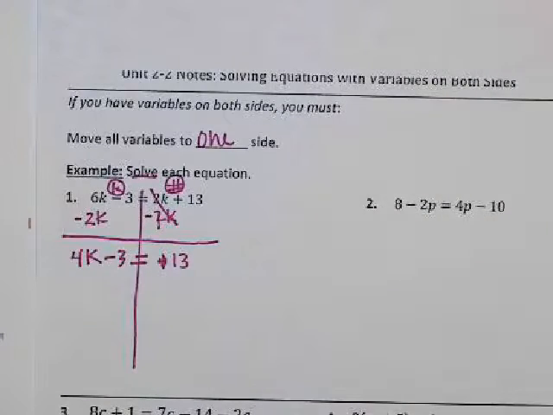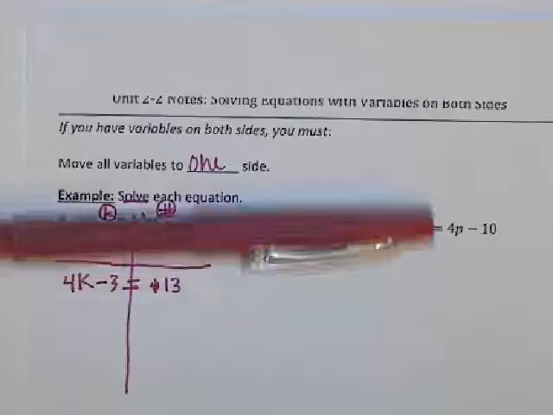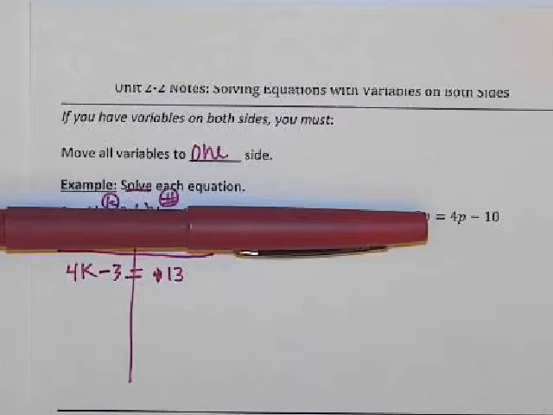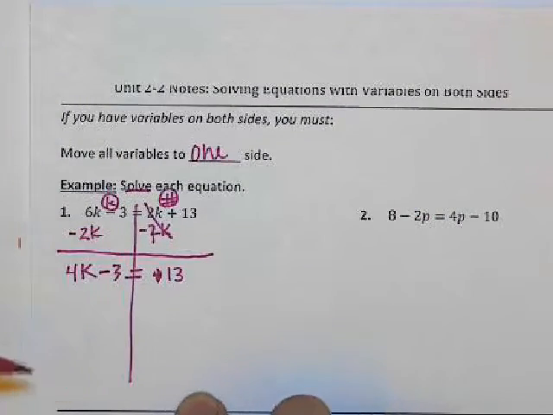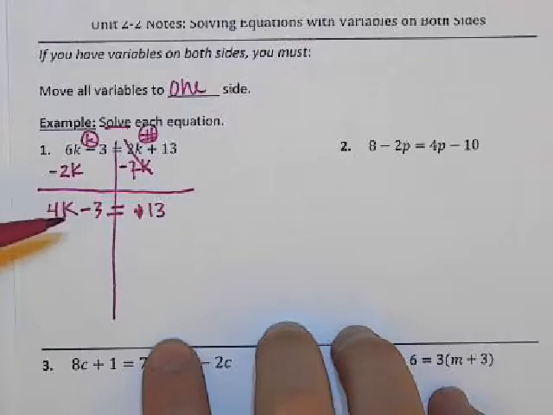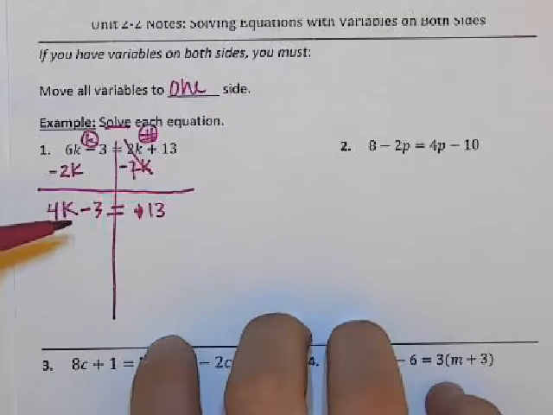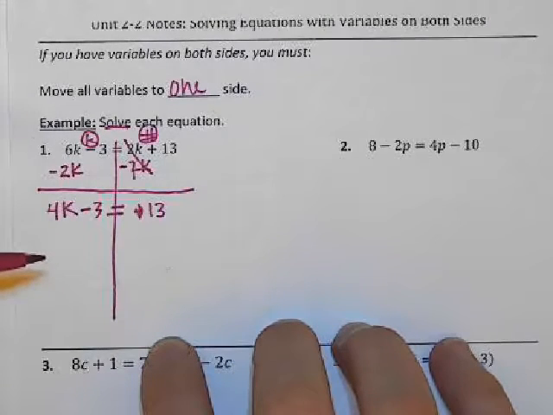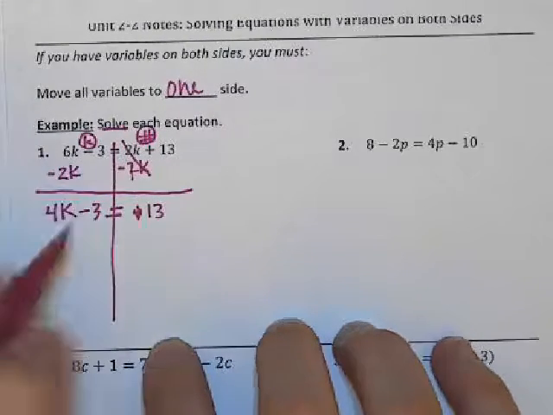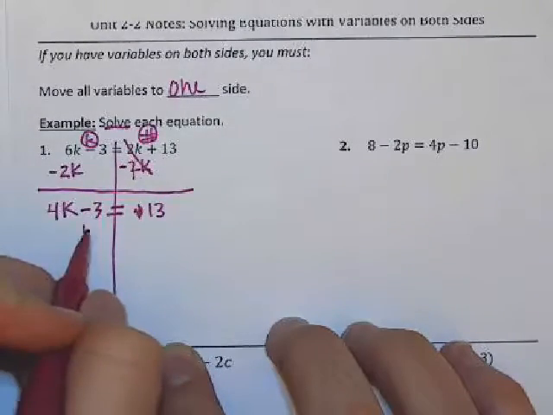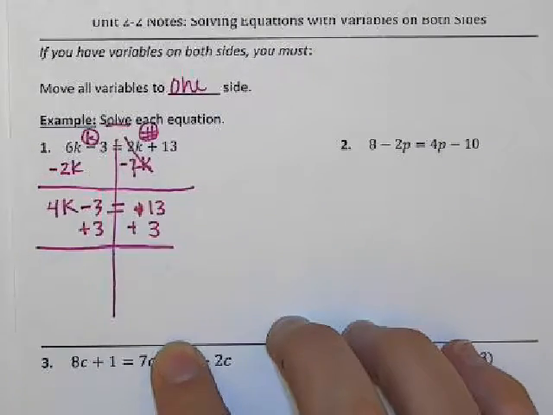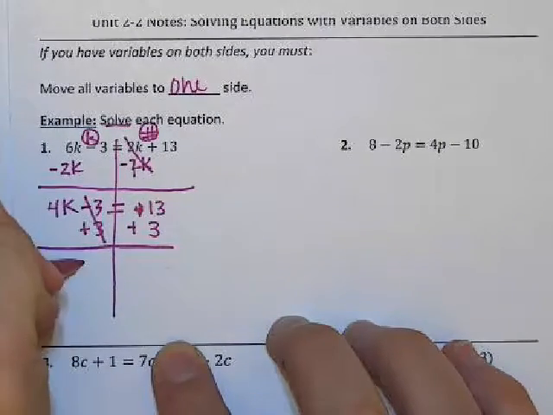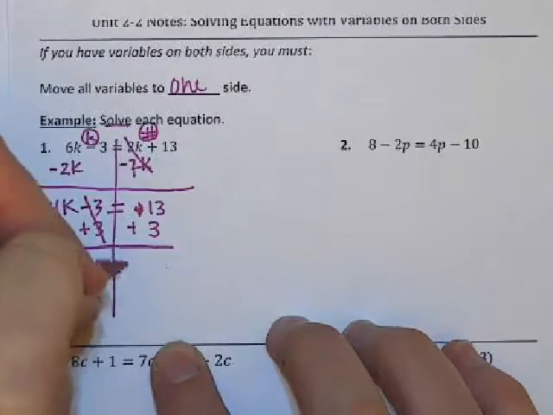Now, from here down is what you've been doing. We only added in one extra step. So find your variable. What's being added or subtracted to the variable? This is a minus 3. I need to plus 3 on both sides. Negative 3 plus 3 equals 0, so those cancel out, and I'm left with 4k equals 16.